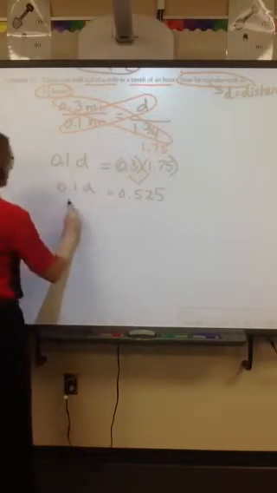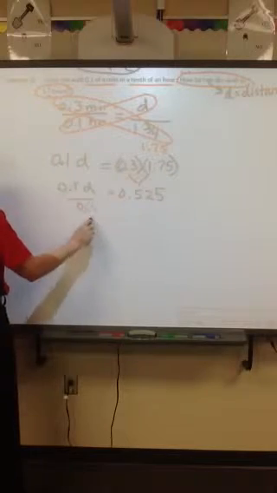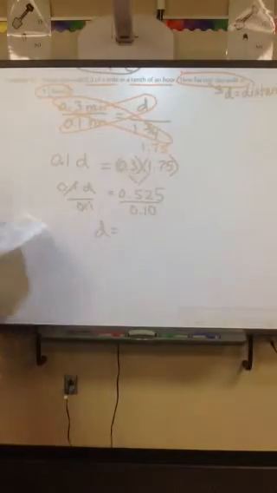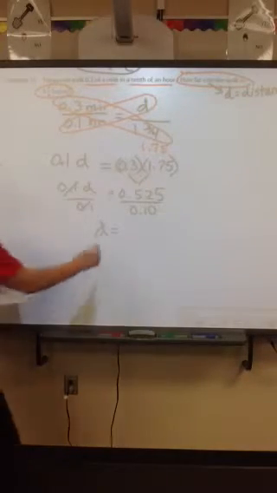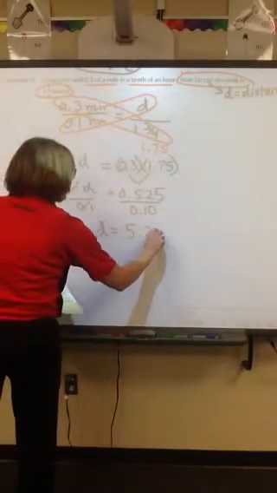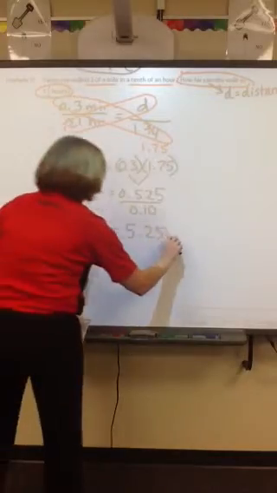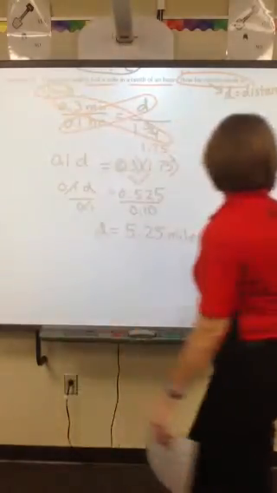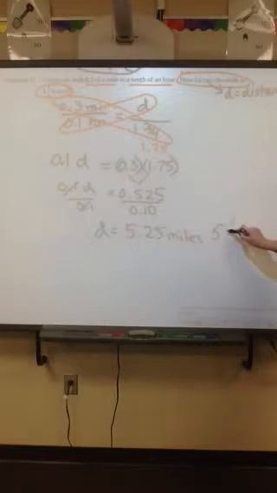So now we can divide both sides by 1/10. So D is equal to, well, that's going to be 5.25 miles. And that's the same thing, 0.25, that would be the same thing as 5 1/4 miles.